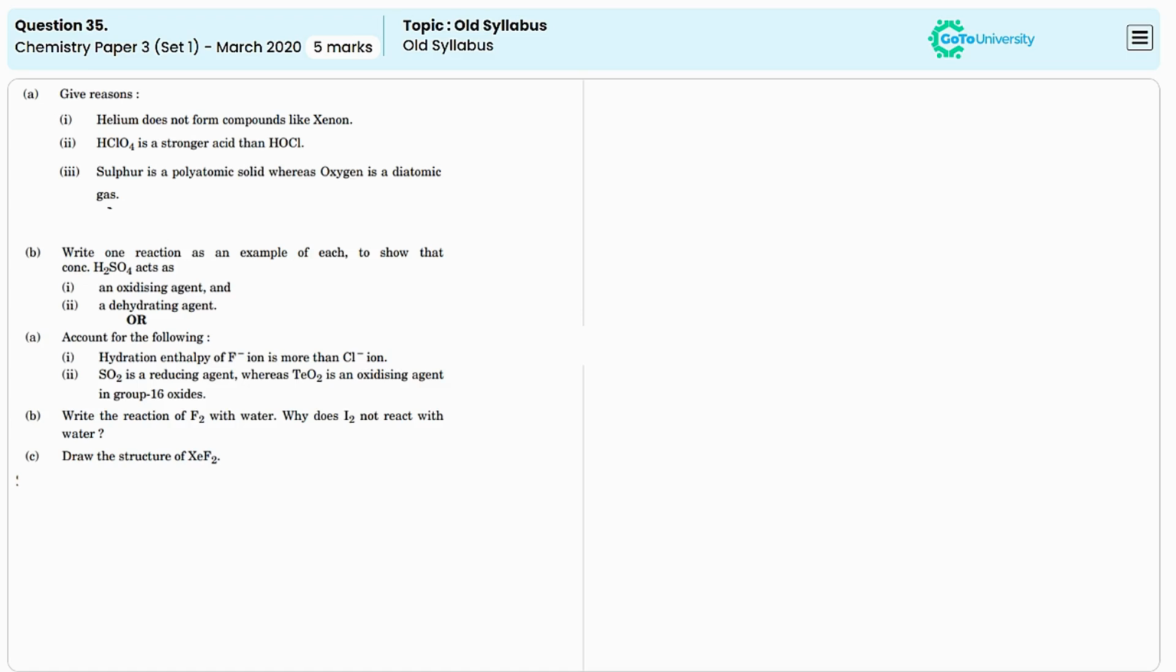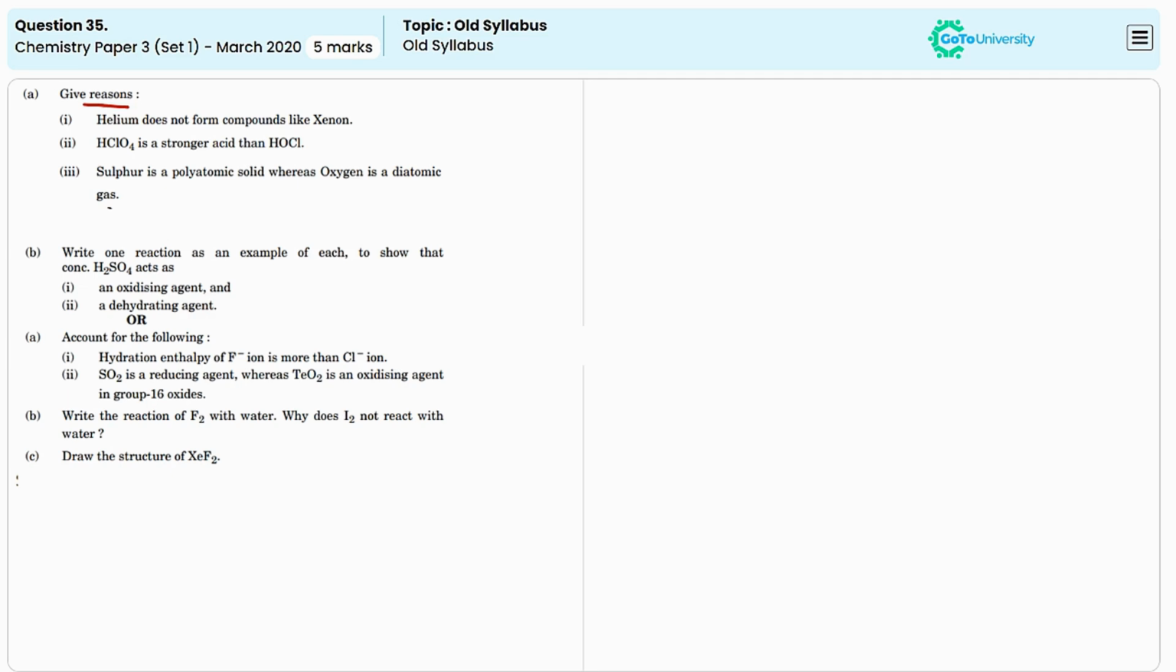Different statements are given in this question, and we have to provide the reasons for the statements. In the first statement, it is given that helium doesn't produce compounds like xenon. The reason is that helium has a complete outer electronic configuration with only 2 electrons, fulfilling the duet rule.